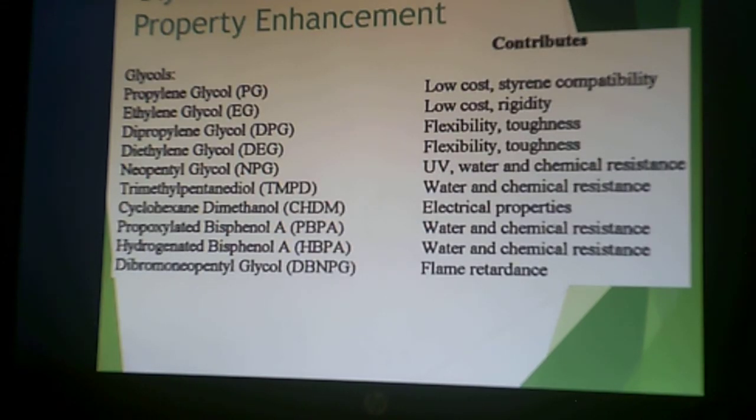So to change your properties, here's what you get when you change your glycol. So propylene glycol, low cost, compatible with styrene. Ethylene glycol, low cost, more rigid. Dipropylene glycol, flexible, tough. Diethylene glycol, same thing. Neopentyl glycol, better UV, water, and chemical resistance. Trimethylpentanediol, water and chemical resistance. Cyclohexane dimethanol, better electrical properties. Propoxylated bisphenol A or hydrogenated bisphenol A, water and chemical resistance. And then dibromoneopentyl glycol, enhanced flame retardance.